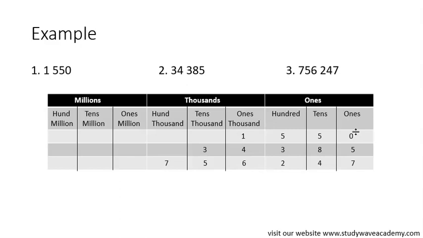Okay. Next example, number 2, we have 34,385. We are to place this number in the place value system. So we start with the ending number first, okay? 5 in the ones column in ones, 8 in the ones column in tens, 3 in the ones column in 100, 4 in the thousand column in ones 1,000, and 3 in the thousand column in the tens 1,000.